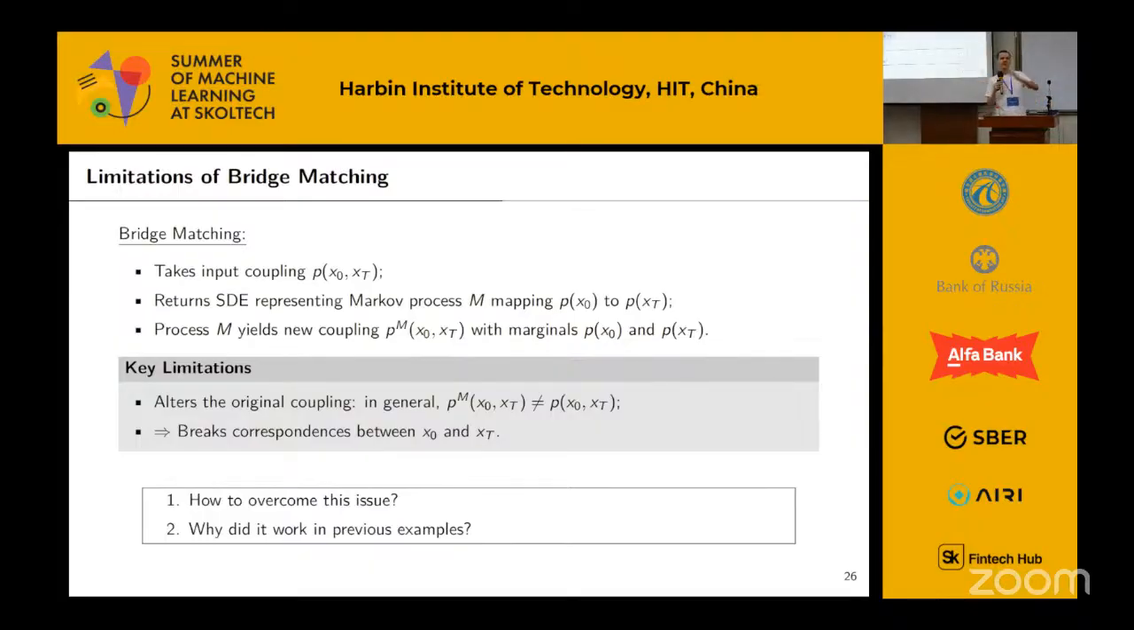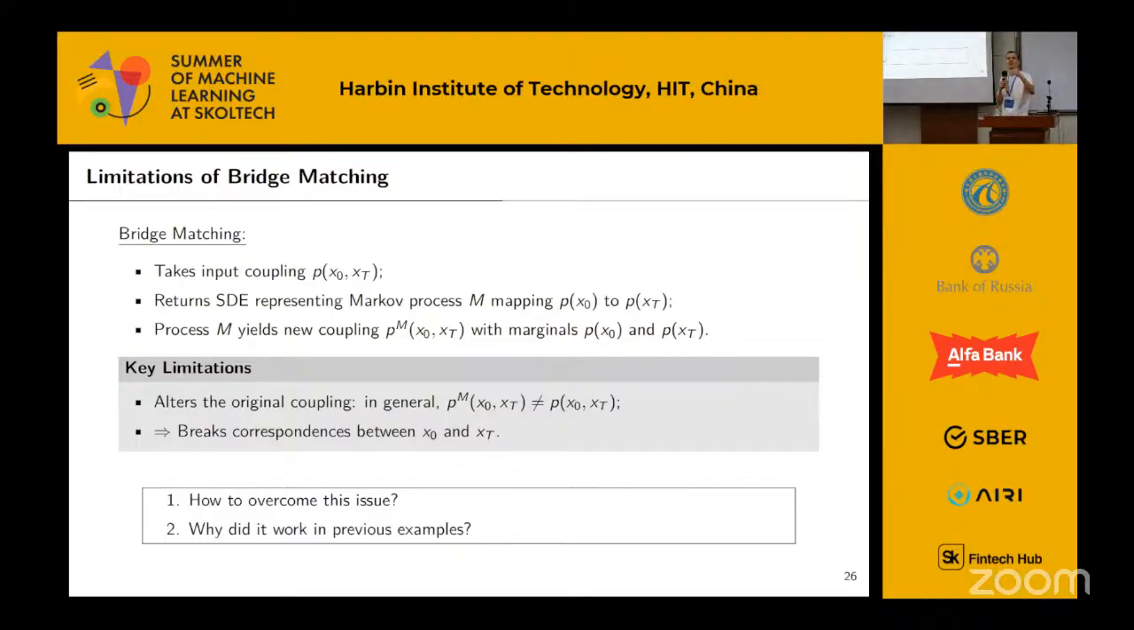For example, in the super resolution problem, what is our input coupling? For example, low resolution cat, high resolution cat, low resolution dog, high resolution dog. So we applied bridge matching. And why are we sure that when we apply this new stochastic differential equation, our coupling is preserved? Why are we sure that our stochastic differential equation will not generate, for example, from this cat, this dog, and from this dog, this cat?